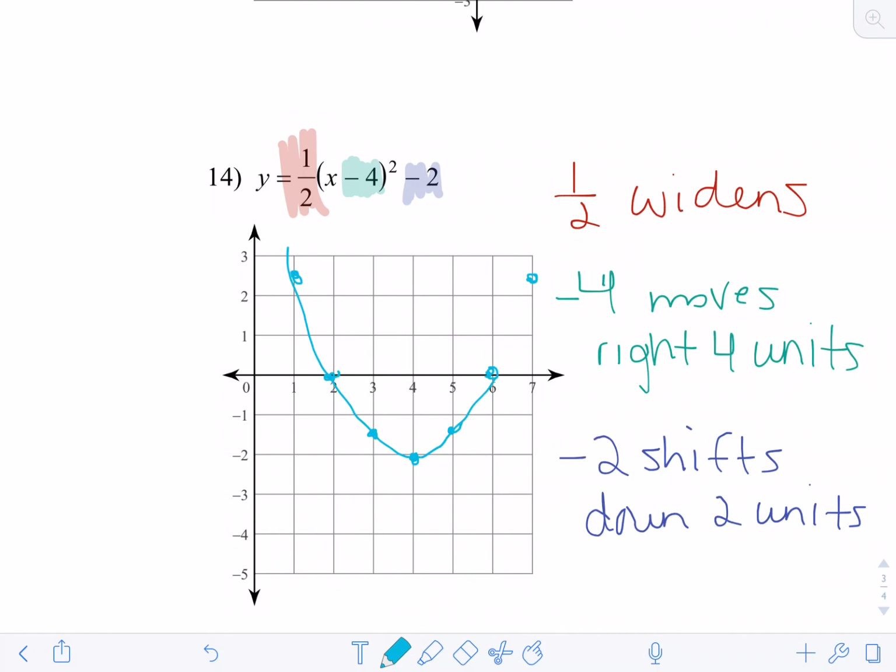So when I graph this, you can definitely tell that my graph has been widened compared to just y equals x squared. We went 4 units to the right, and we also went down 2 units compared to your parent function, which is y equals x squared.